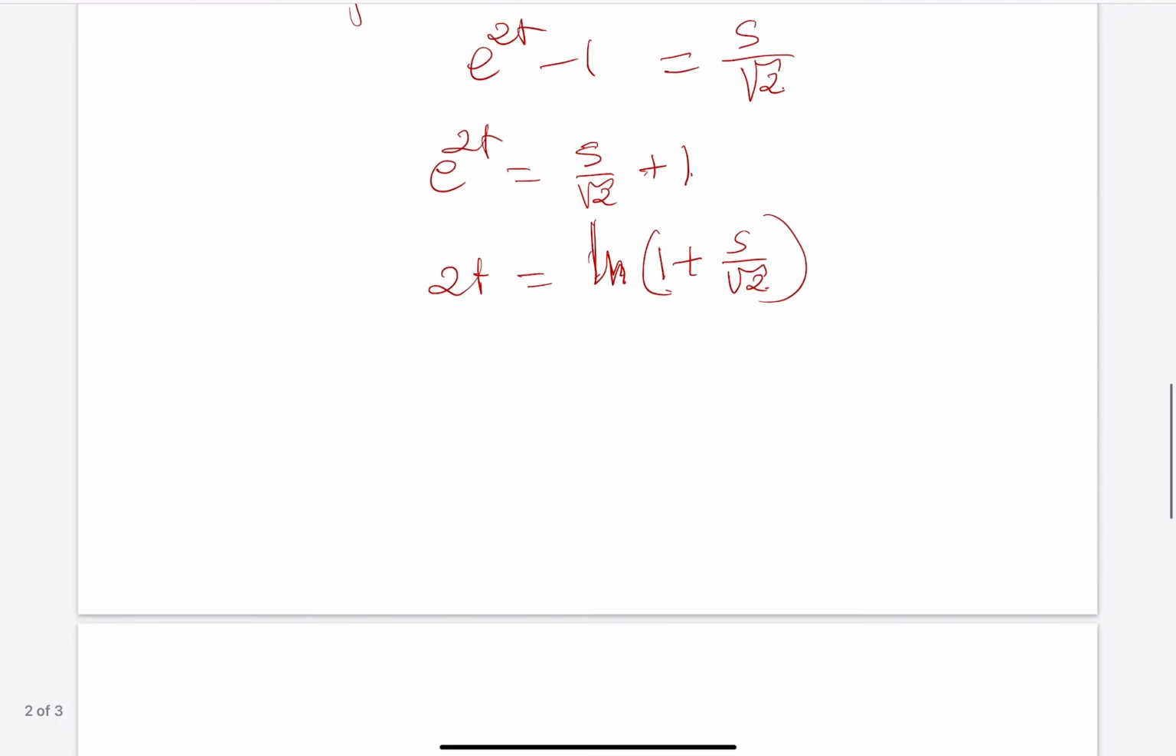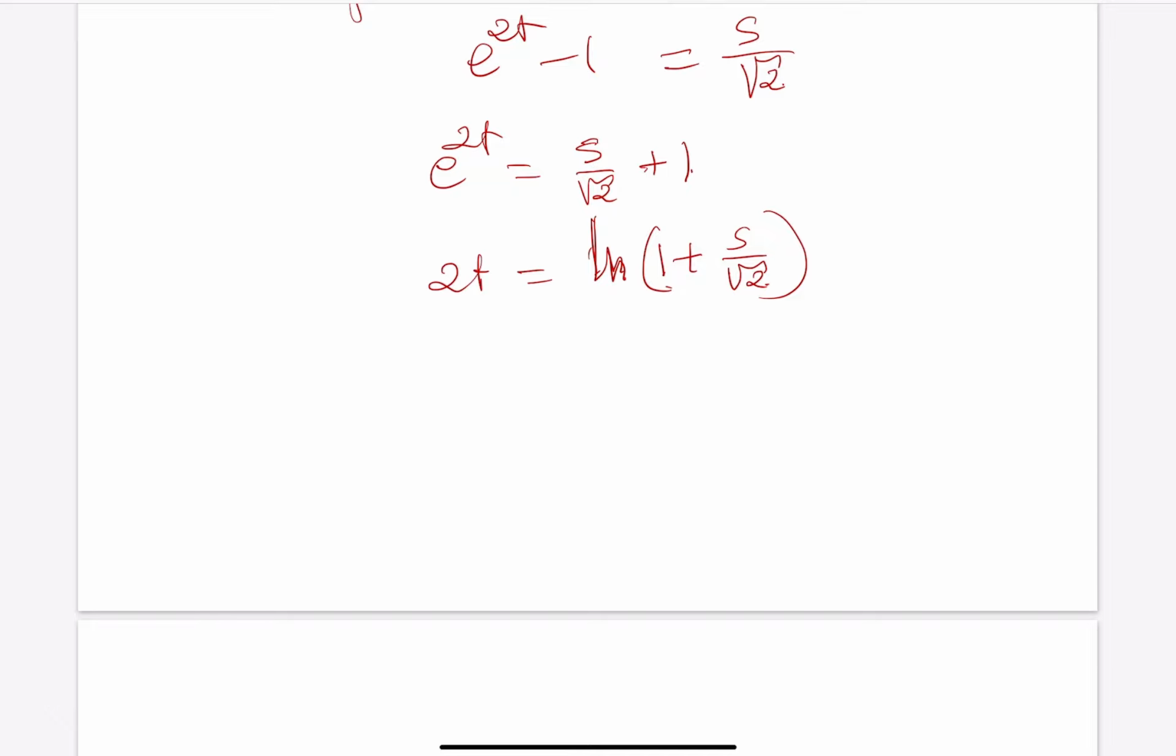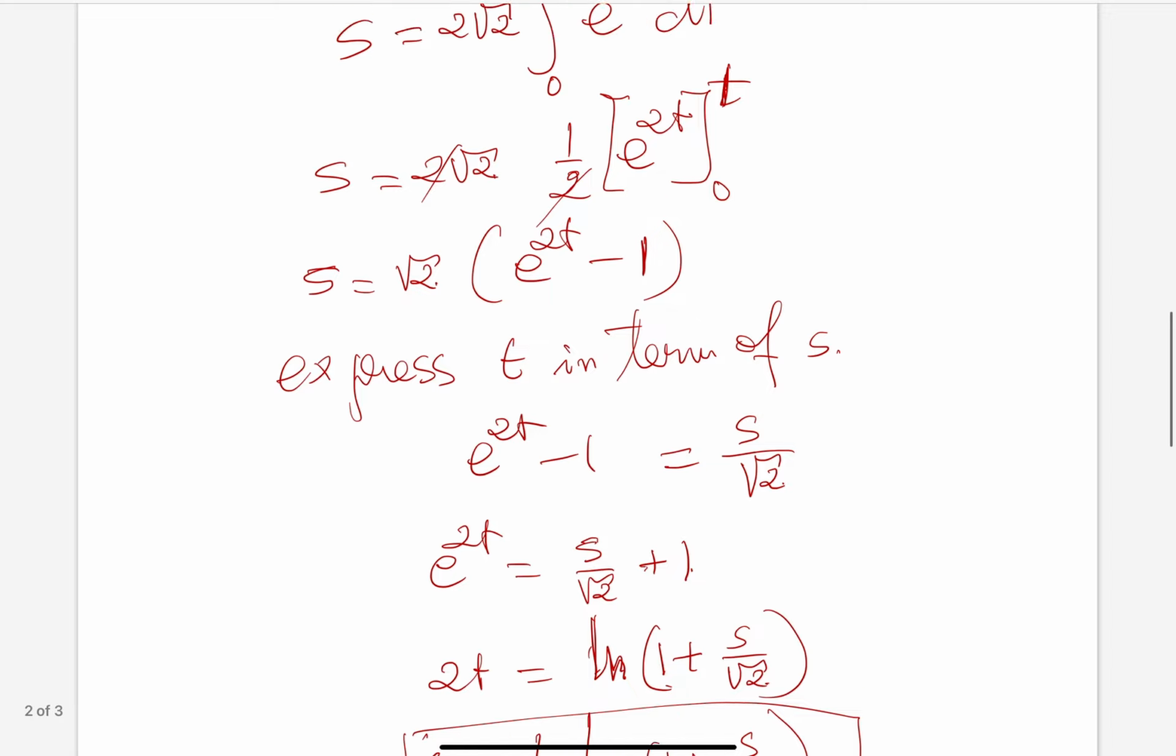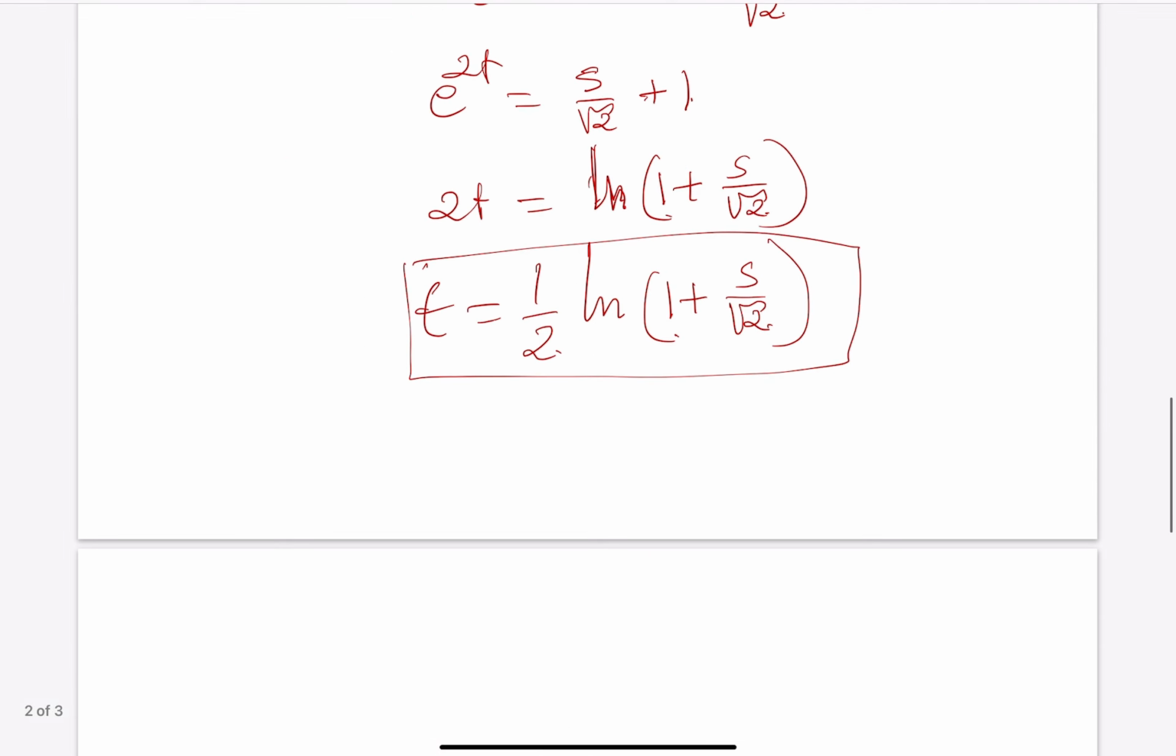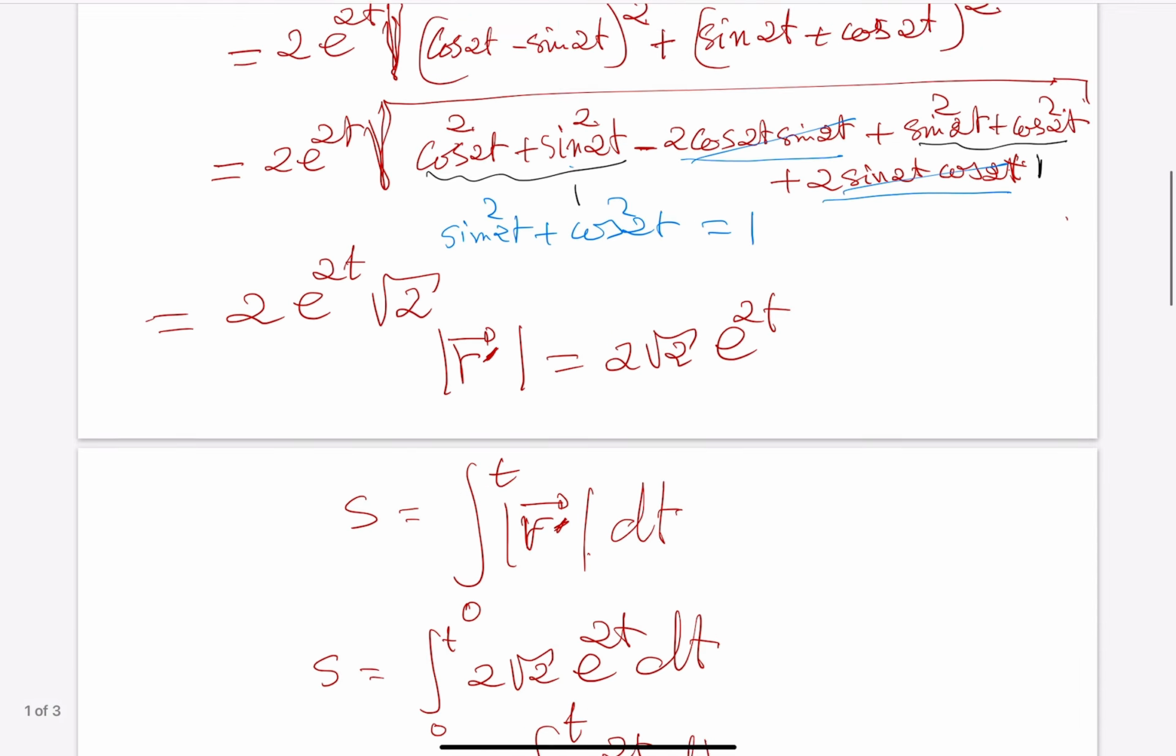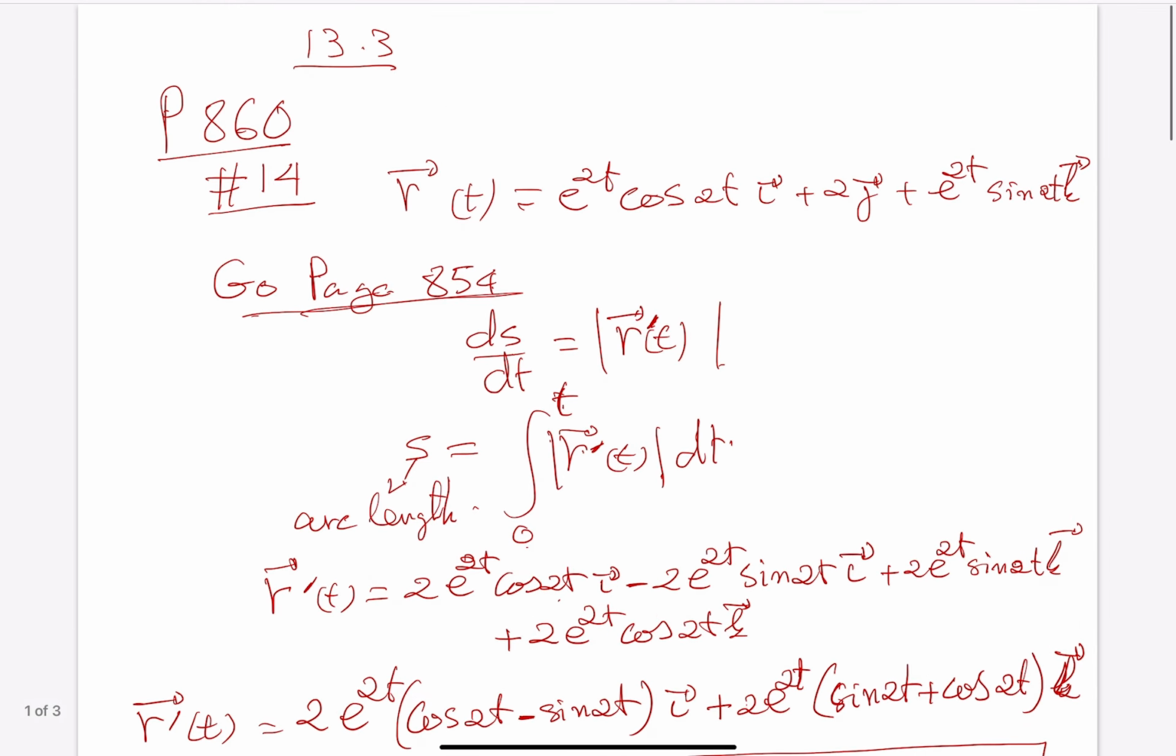And now we got the t in terms of s, just like I told you. We have t is equal to 1/2 of ln 1 plus s over square root of 2. Okay, we have this one now. Now, the question was, since we did express t with respect to s, now we have to plug it back in here, the vector function.